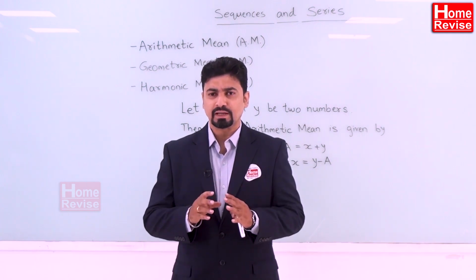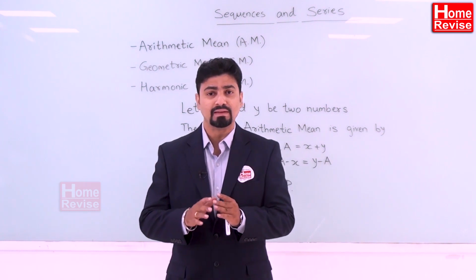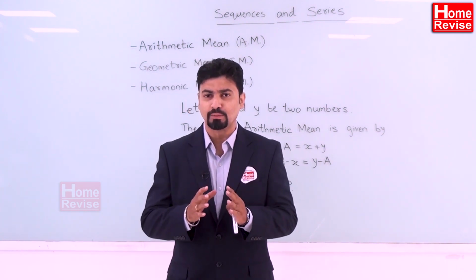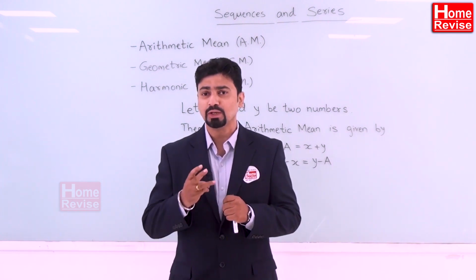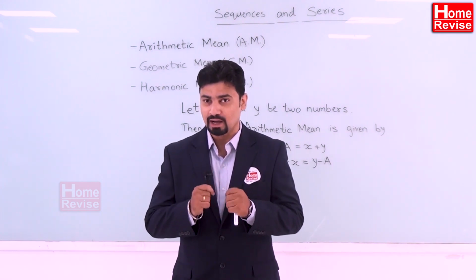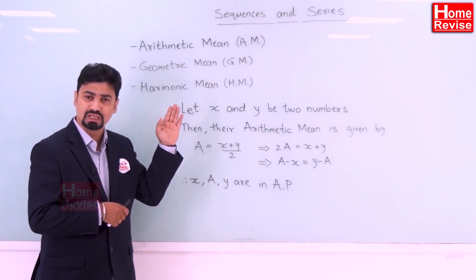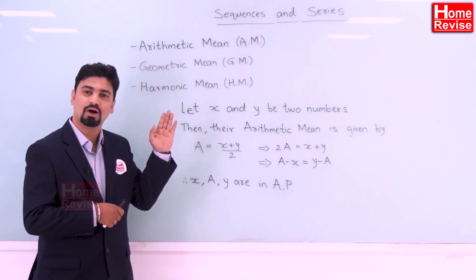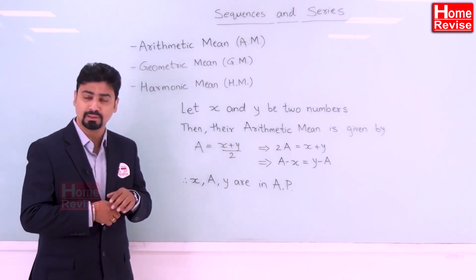Let us now understand the three types of means based on what we have learned in arithmetic progression (AP), geometric progression (GP), and harmonic progression (HP). So the three types of means that we are going to study are arithmetic mean, that is AM, geometric mean or GM, and harmonic mean or HM.